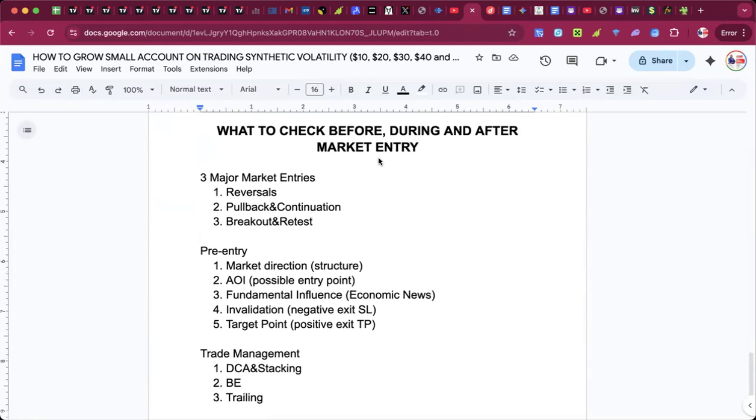So first, you need to understand that there are three major points of entry in the market. One, at a reversal point. Two, at a pullback and continuation. Three, at a breakout or retest. Now, sometimes a reversal point can be in two dimensions. First, a reversal point can be at the end of a trend, when the market is changing a trend. That's a reversal.